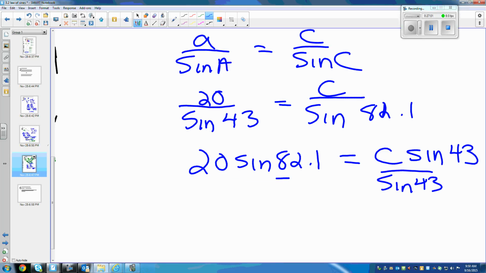Now, when you actually put this into your calculator, I want you to write 20 times sine, and then this 82.1, that's your answer, right above, hit second answer, end bracket, and then divide by the sine of 43. We should get a side length of... sorry, just stop. Let's finish this question. 20.